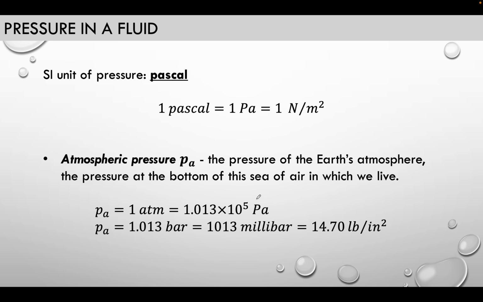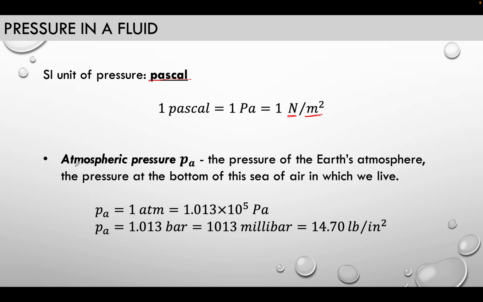Okay, so how about the unit of pressure? For the unit of pressure, it is Pascal. So 1 Pascal or 1 Pa is equivalent to 1 Newton per square meter. So again, this is Newton and then we have square meters. So 1 Pascal is equivalent to 1 Newton per square meter.